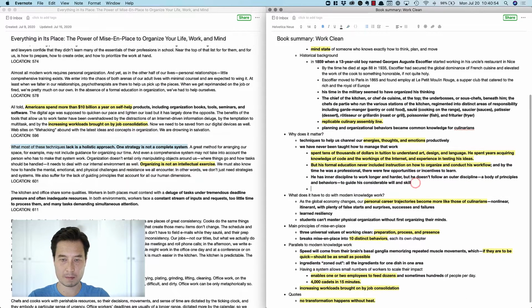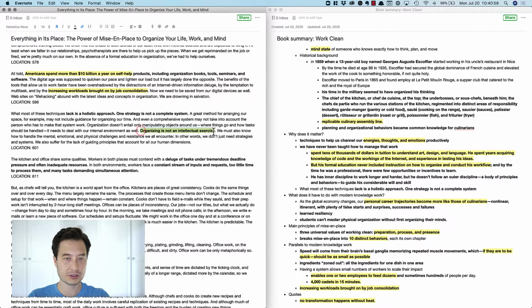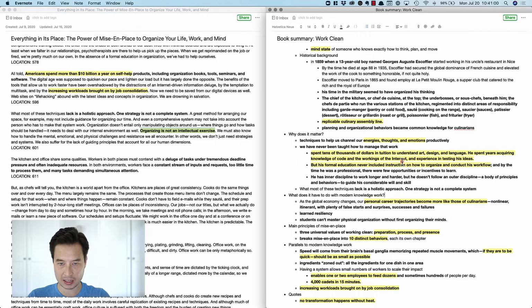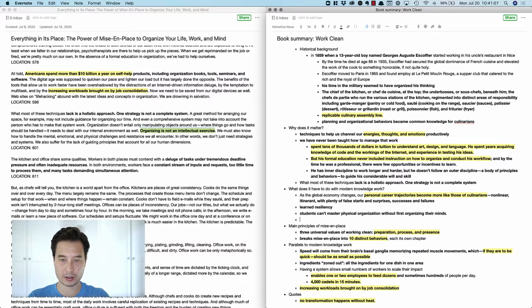Actually, why does it matter? Okay, organizing is not an intellectual exercise. That reminds me of a line that we saw earlier: you can't master physical organization without first organizing your mind. That's kind of a supporting point. Organizing your mind would be an intellectual exercise, right? But organizing is actually something that comes first before the intellectual part. It's a matter of physical organization. So the two kind of depend on each other.